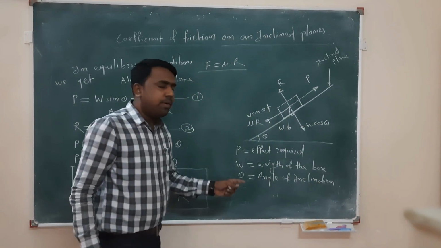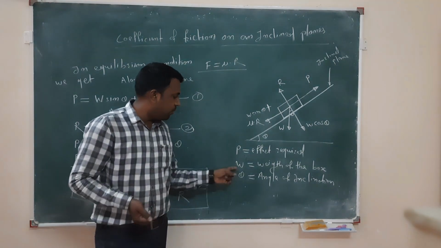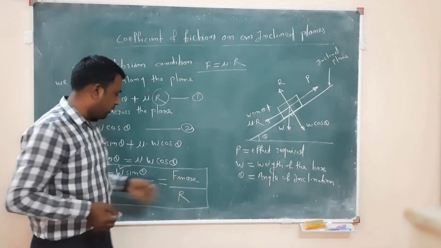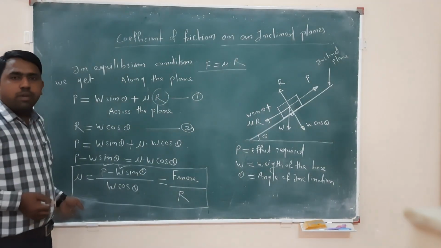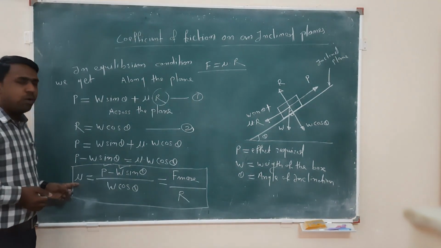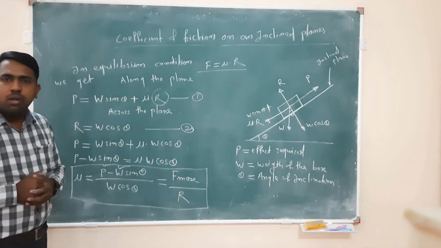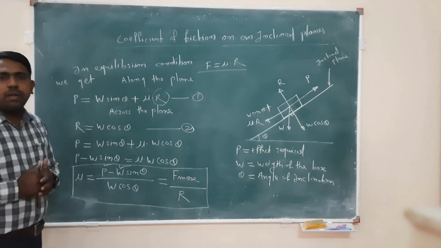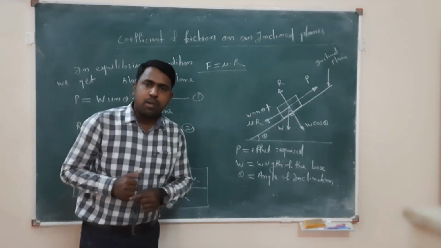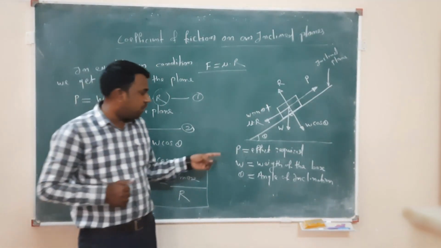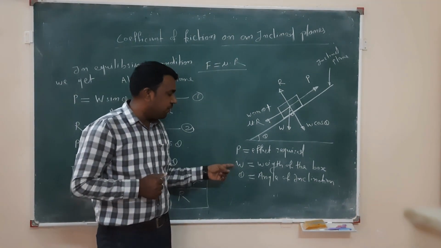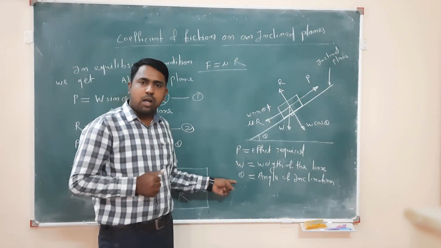If these three parameters, P, W and theta, are known to us, then by using this equation we calculate the value of mu, that is, the coefficient of friction. So during experimentation, in the observation table, the first three columns are given for these three parameters: one is P, the second is W, and the next is theta.